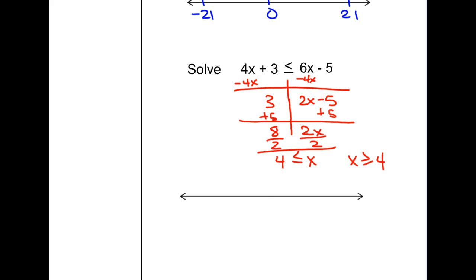You can probably do this without flip-flopping it. I understand that. Go ahead. I'm doing it this way because that's the way I like to do it, and I always like to have my variable first. Now we're going to have a closed dot at 4, and since it's greater than, we're going to go to the right.